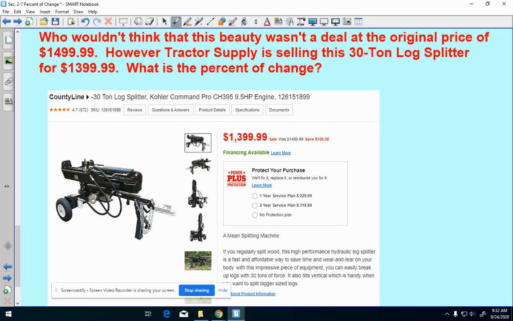So think the same way though. Nothing changes. What's the amount of change? Which one of those two values is the original amount? Okay, so take a second and see if you can figure it out. We'll round this one to the nearest whole percent as well.